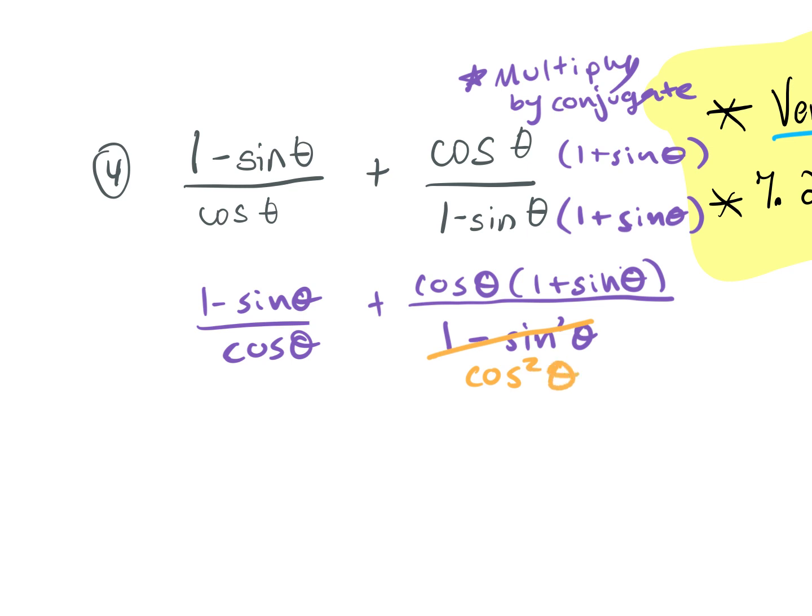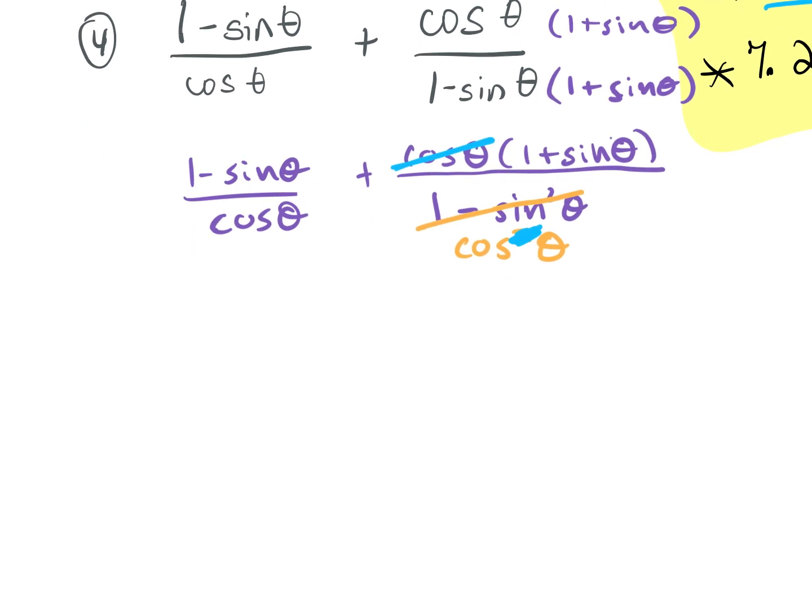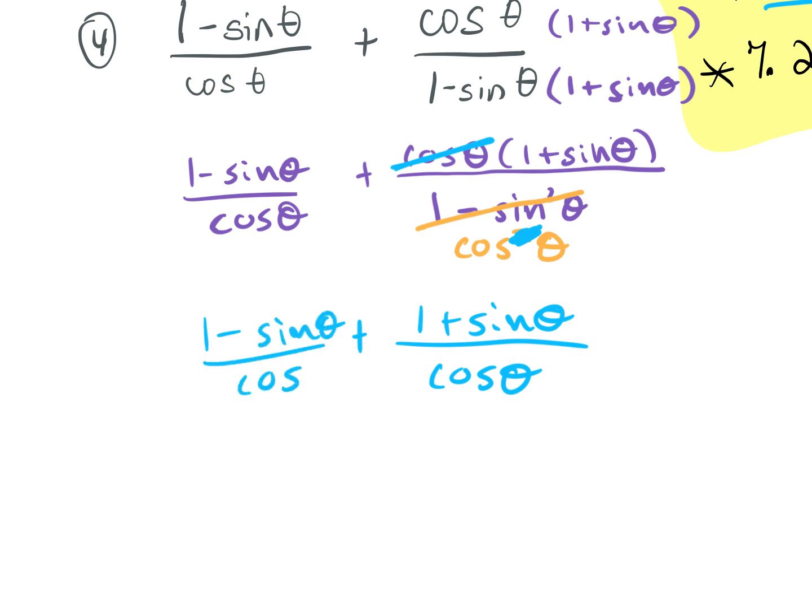What could I do next? Do we see anything that could cancel in our second fraction? Anything the same on the top and the bottom? Cosine. We've got a cosine on the top and 2 cosines on the bottom, so I can just take one of them away. So this would simplify to 1 plus sine over cosine. And then we're adding that to 1 minus sine over cosine.